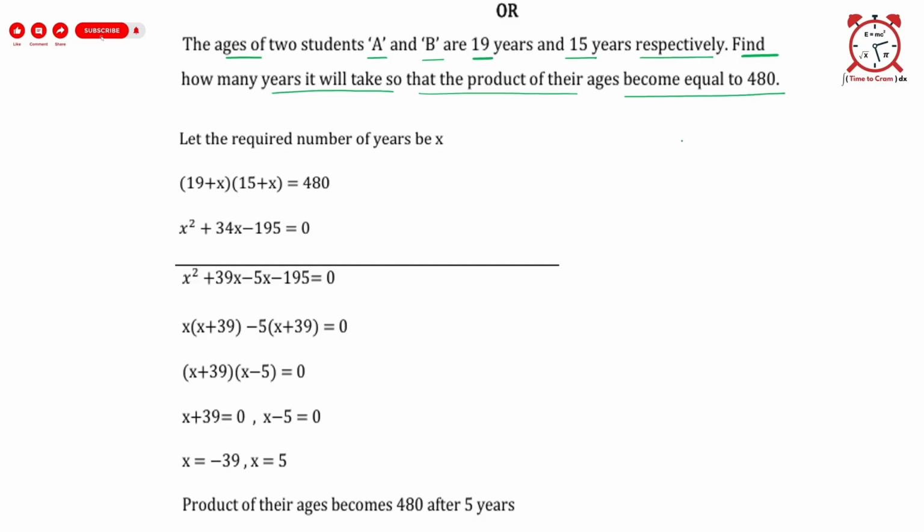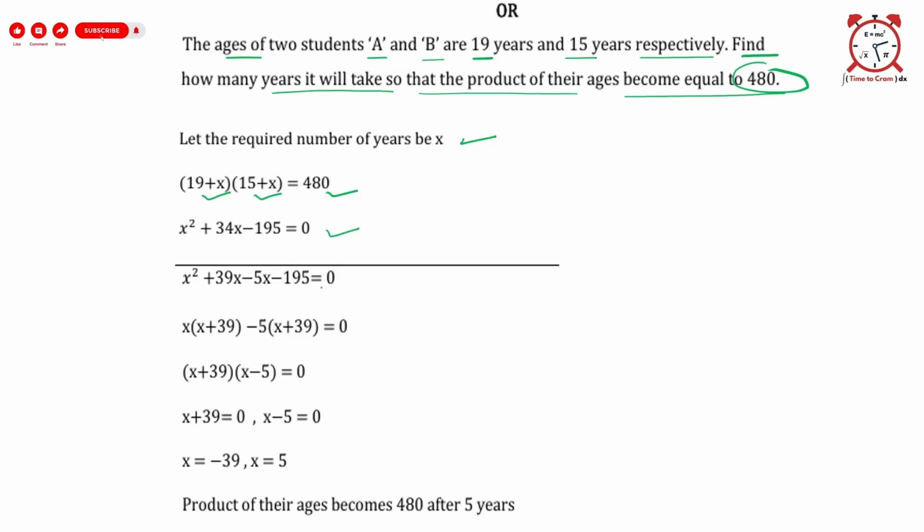Means after how many years, if we make the product of their ages, it will become 480. So let the required number of years be x. This is the age of student A after x years, and this is the age of student B after x years, and their product is 480. After solving and simplifying, we get the quadratic equation x square plus 34x minus 195.